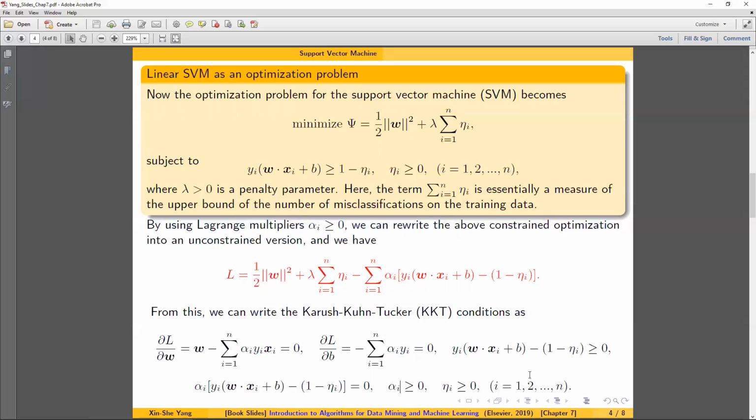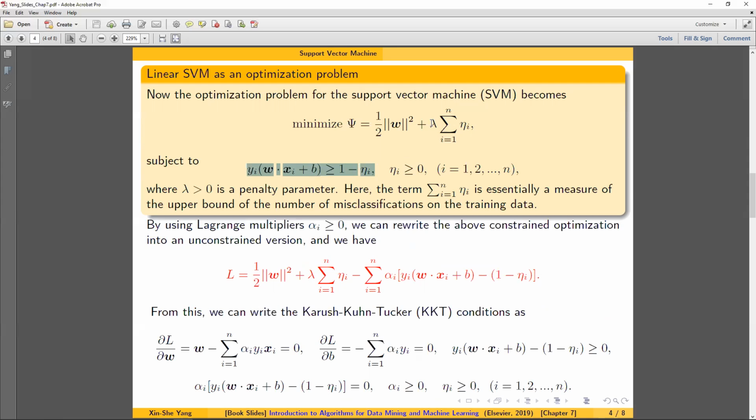Once we introduce this non-negative slack variable eta, the optimization problem is no longer trying to minimize only the first component, but also the non-negative slackness that we introduced there. Sum all of the i's together from 1 to n, subject to this equation being valid.